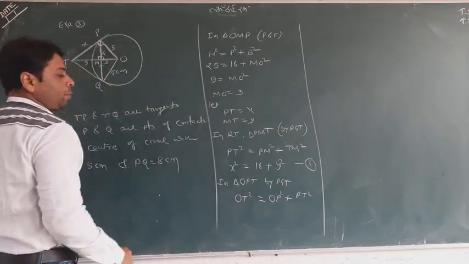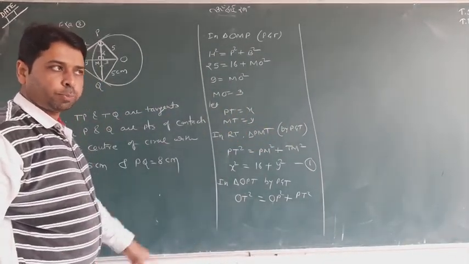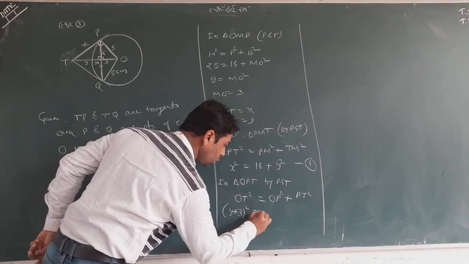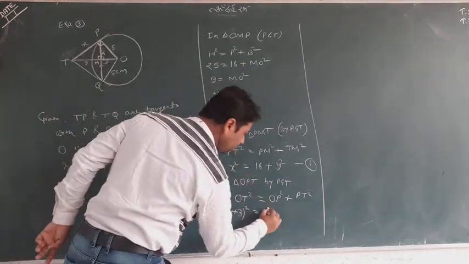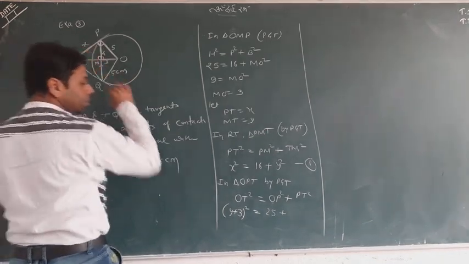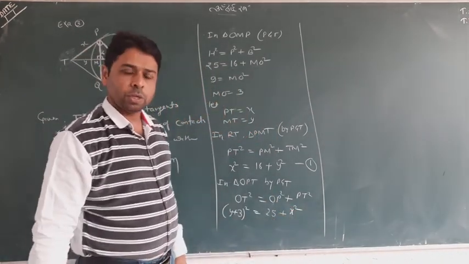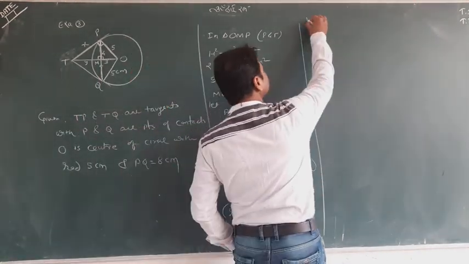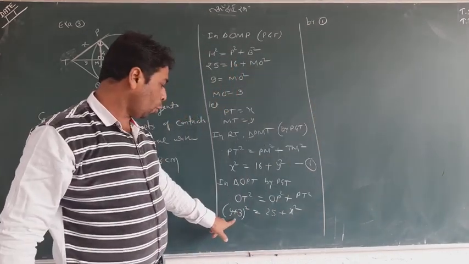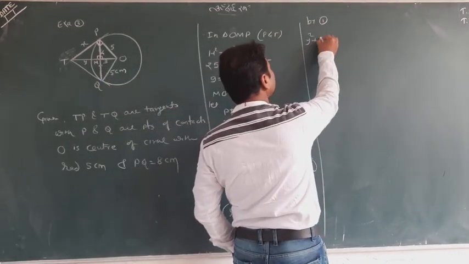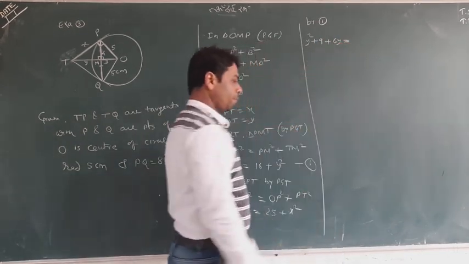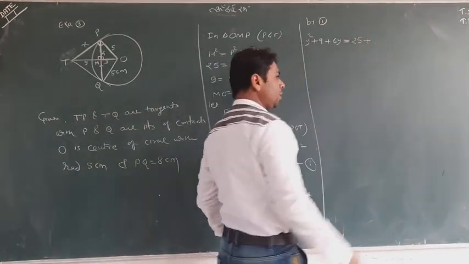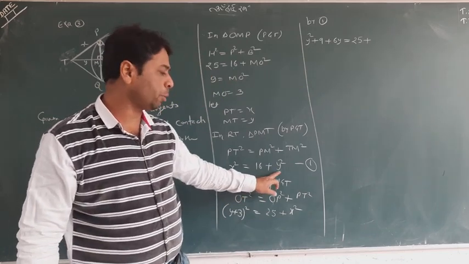After writing PGT, Pythagoras theorem, I will put in the values. OT is y plus 3. OP is 5, squared is 25. And PT is x. So what I will do now, I will put the value of x square, which is 16 plus y square, here. Opening it, y plus 3 whole square is y square plus 9 plus 6y. A plus b whole square I have used. This is 25. And this is x square. Instead of x square, I will write 16 plus y square.